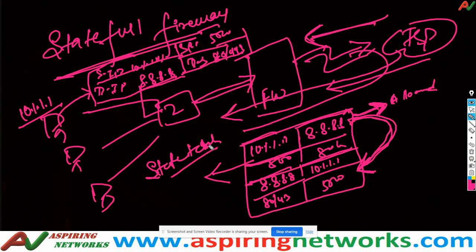So here we have understood what a state table is, how a state table is generated, and what the advantage of a state table is. Outgoing and incoming traffic will match, and after matching outgoing and incoming traffic, it will allow or deny according to whatever policy you have defined there. Is it clear? Okay.